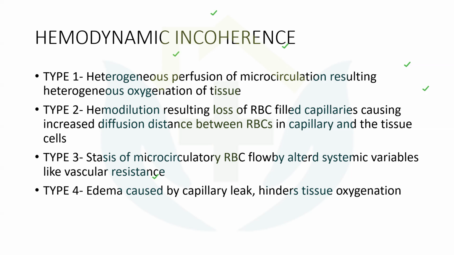And type 3 is the stasis of the microcirculatory RBC flow by altered systemic variables like vascular resistance. So with more vascular resistance, there is more stasis, and there is low perfusion.